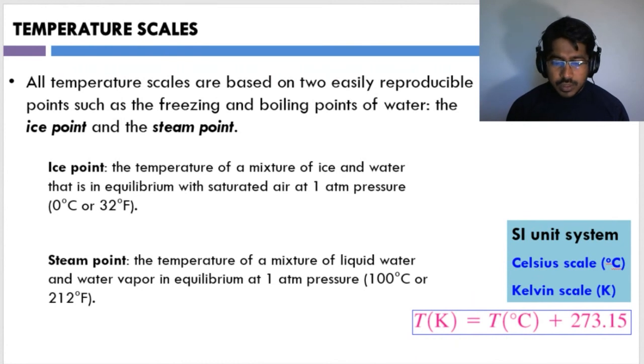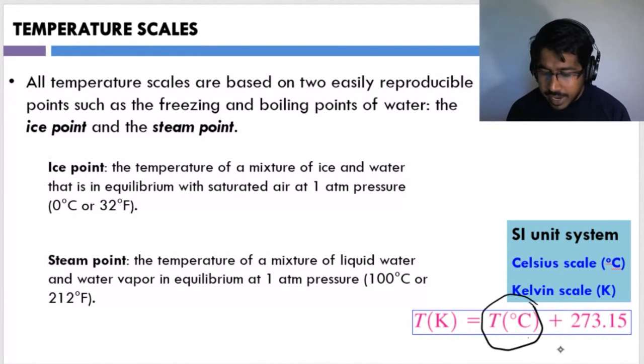And throughout this course, we'll be using Celsius and Kelvin, the SI unit system. We'll not be dealing with Fahrenheit in this course. So in the Celsius scale, we already defined that at ice point the temperature is 0 Celsius. At steam point, the temperature is 100 Celsius. So if we want to find the Kelvin reading at a given temperature, we just need to take the Celsius reading and add 273.15.